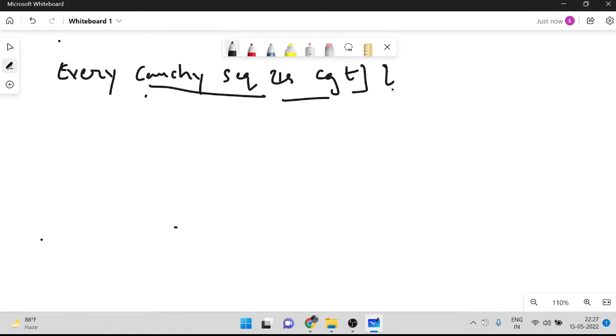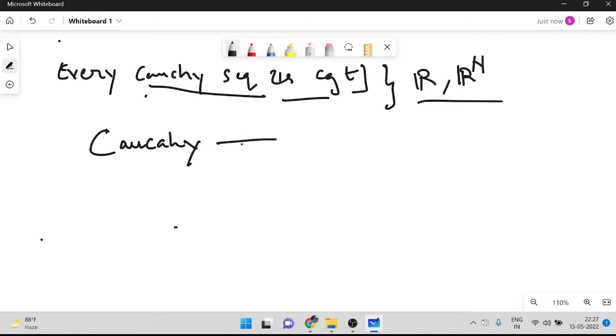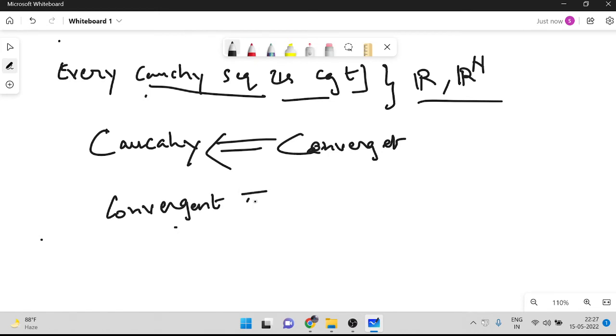But again, all this is happening in the happy space called real numbers and vectors of R^n. Happy space is not a technical word, I just used it like that. So in this space, Cauchy implies convergent, and convergent implies Cauchy.